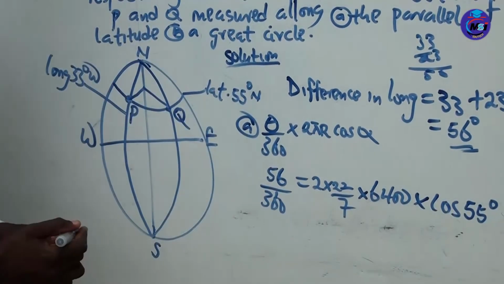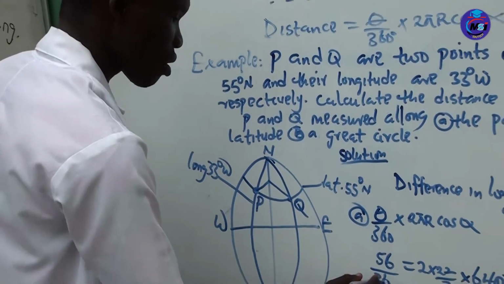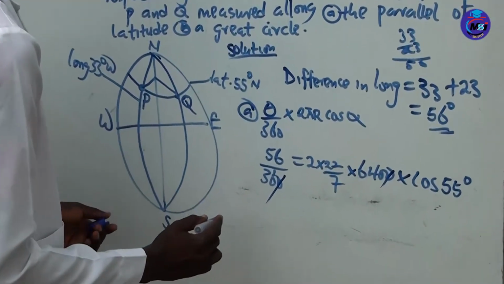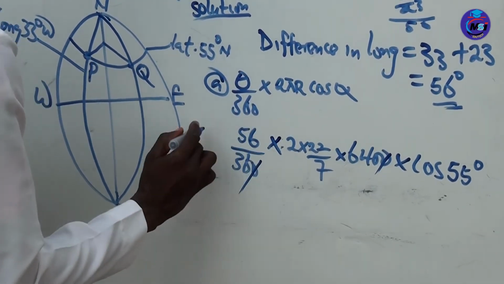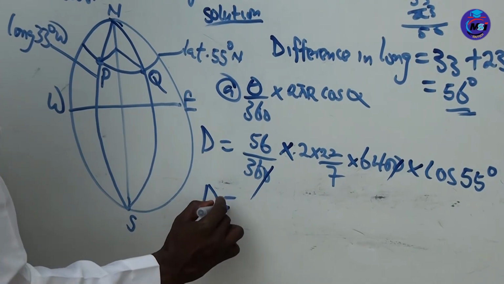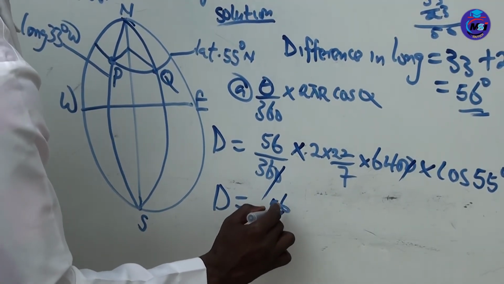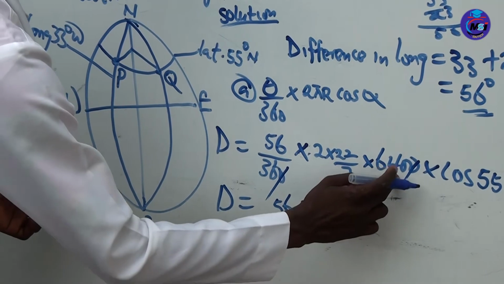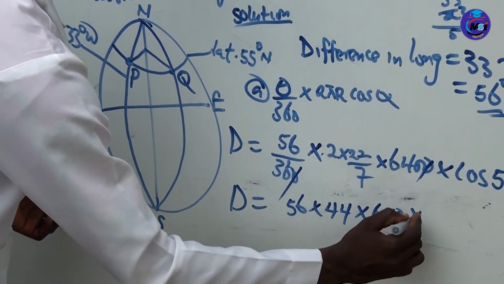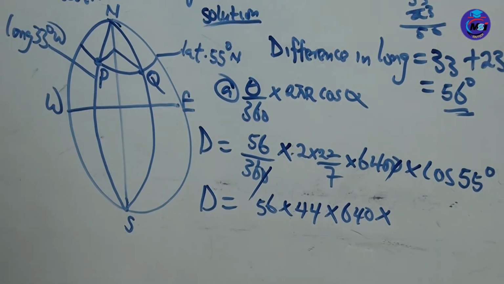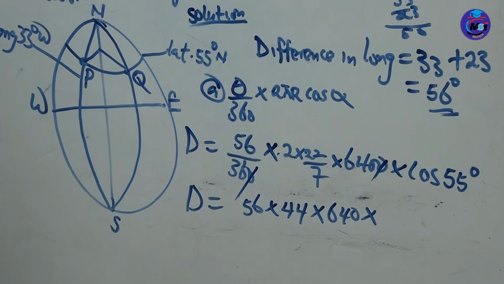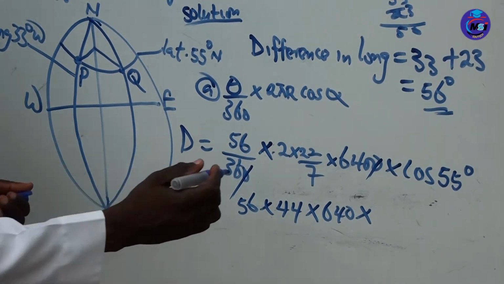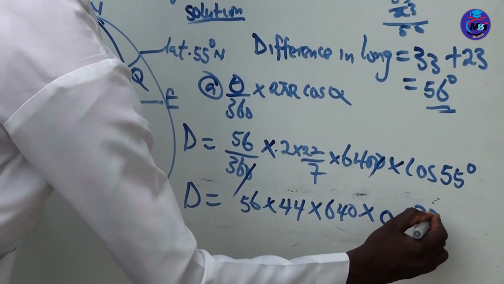55 degrees. Okay. Now we need to cancel something here. The 0 cancels. This is times distance. Distance will give us 56 times 2 times 22 will give us 44 times 640, okay, multiplied by cos 55. What will be the value of cos 55? Cos 55 will give us 0.5735.